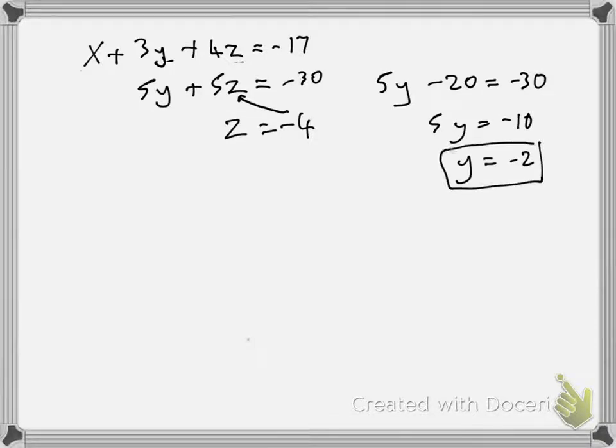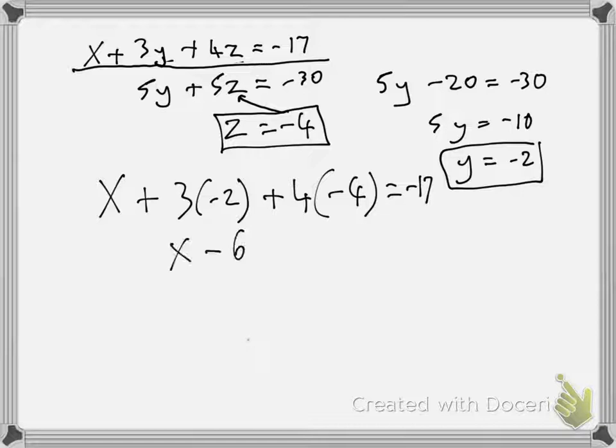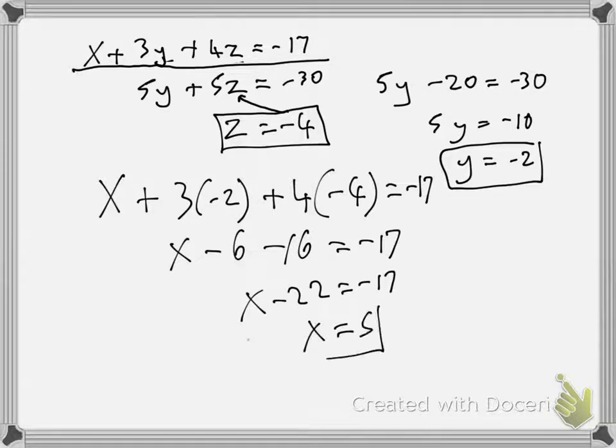Great, I've got y equals. So I've got z equals and y equals already. If that's the case, plug them back in to the first equation. x plus 3y, y is -2, and for z, z is -4, and that equals -17. So x minus 6 minus 16 equals -17. x minus 22 equals -17. x equals 5, okay? There you go, x, y, and z. Now I already had what z equals, and so that made it fairly straightforward, but that's the idea behind a lot of this. Let's take a look at one that doesn't look like that.